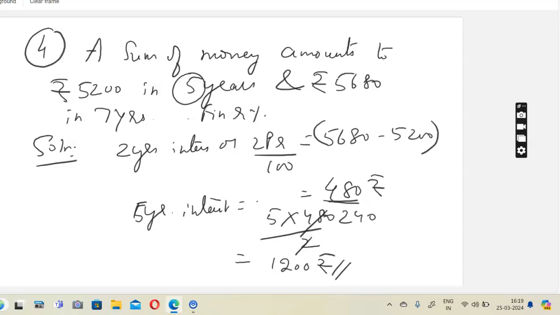So 5 years interest, let's subtract from the 5 years amount. So principal amount will be 4,000 rupees.